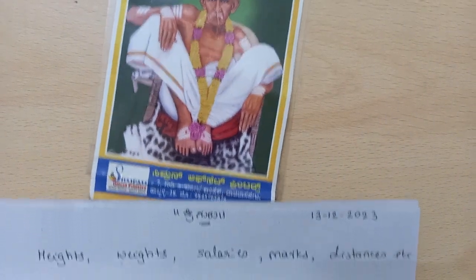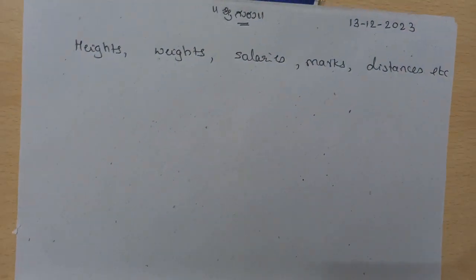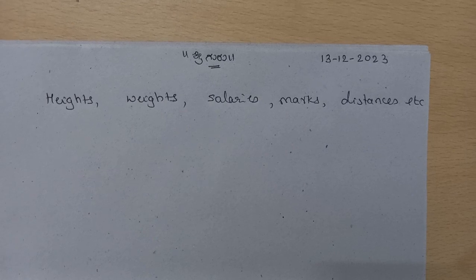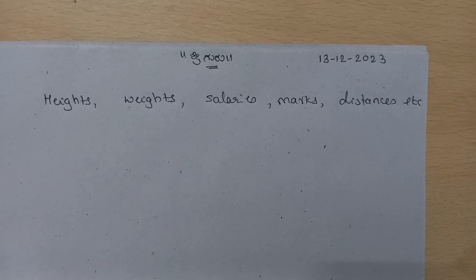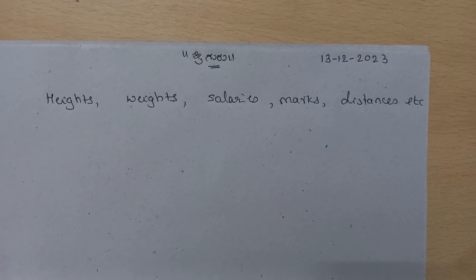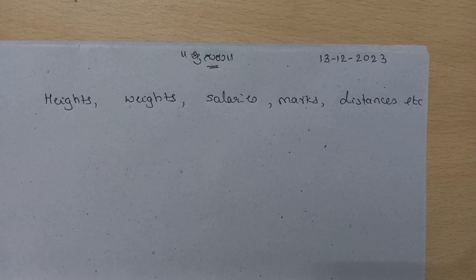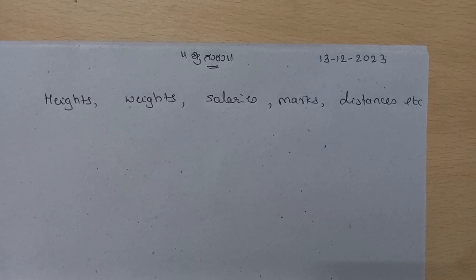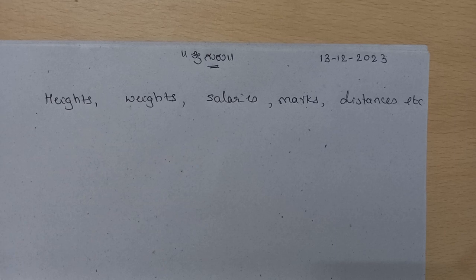Here in this chapter we compare quantities: heights, weights, salaries, marks, distances, etc. In day to day life, we observe these quantities and we say that the distance between Delhi and Hubli is more than the distance between Bangalore and Hubli. These two distances are compared. This bag is heavier than the other bag. The weight is compared.